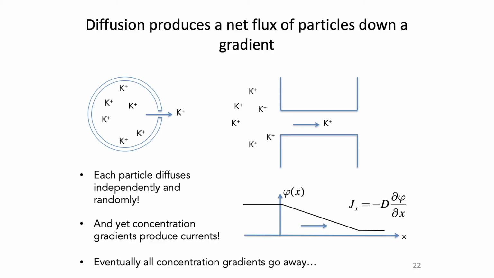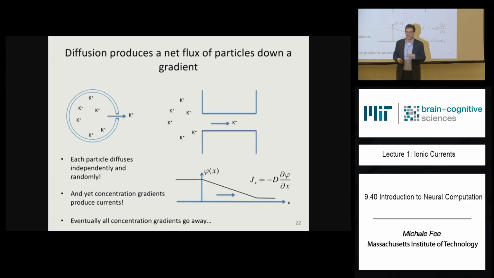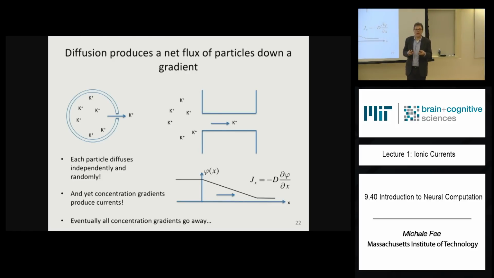All concentration gradients go away, right? Why is that? Because potassium ions will flow from the inside of the cell to the outside of the cell until they're the same concentration. And then you'll have just as many flowing back inside as you have flowing outside. So eventually that would happen to all of our cells. Why doesn't that happen? Yeah?